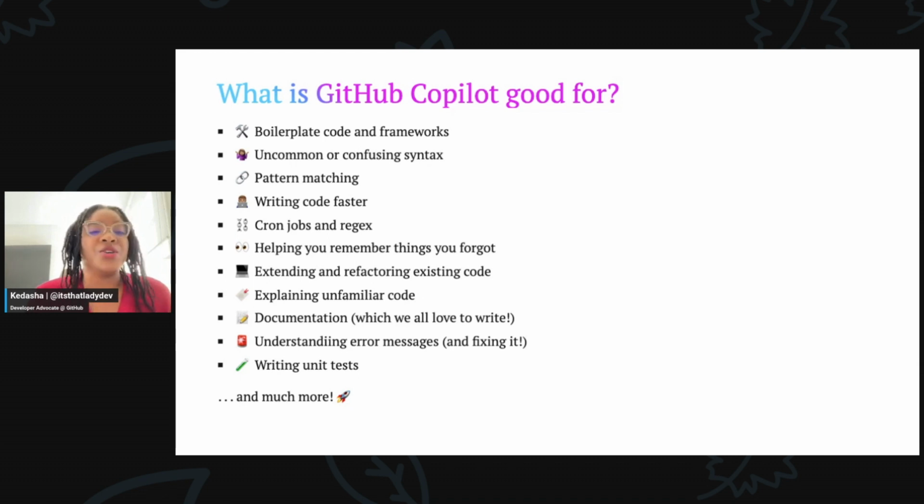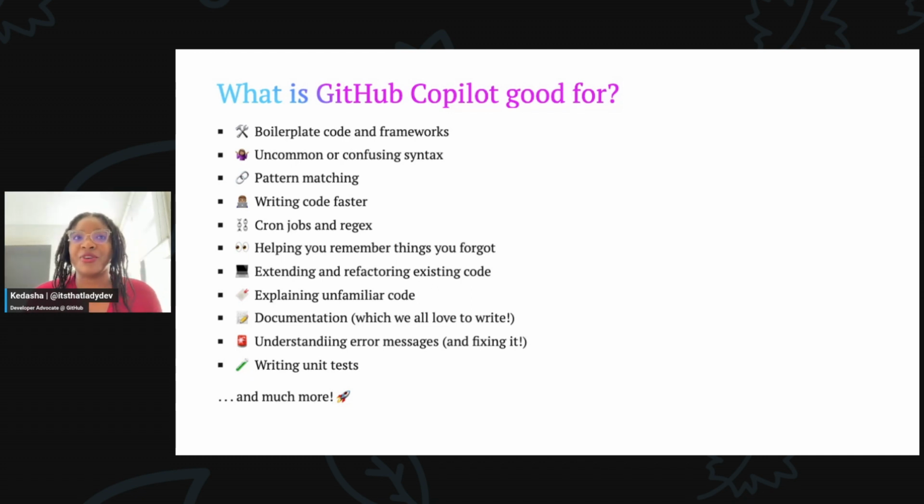It's good at helping you with uncommon or confusing syntax, pattern matching, writing code faster, of course, cron jobs and regex. It's also really good, I've learned recently, at writing CI/CD pipelines, like GitHub Actions. It's really good at writing those, but you do have to check the code that it delivers for security leaks and such.